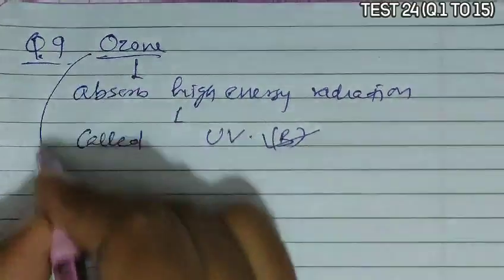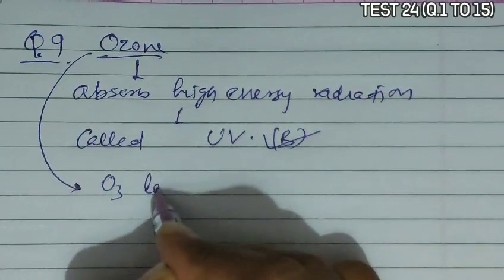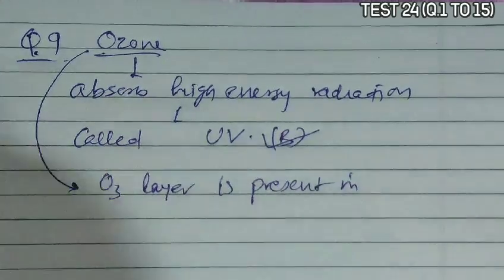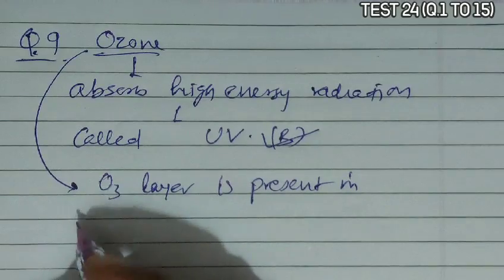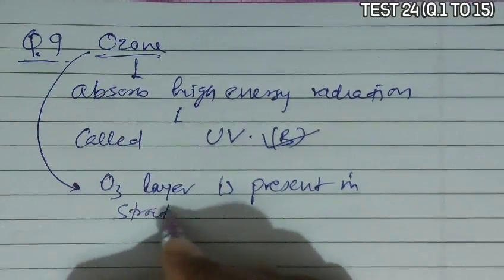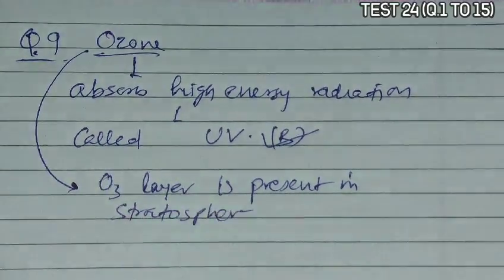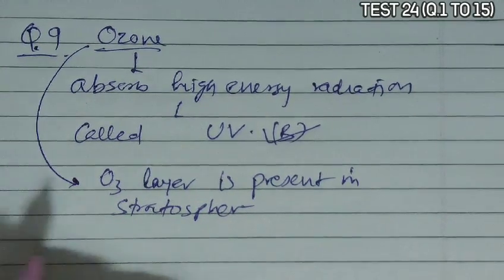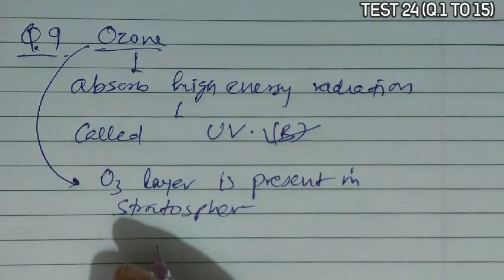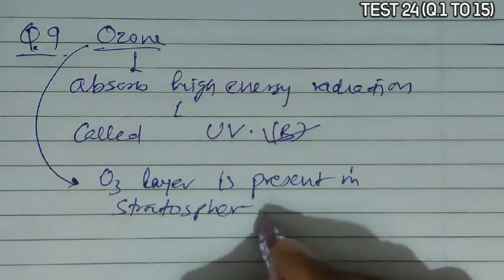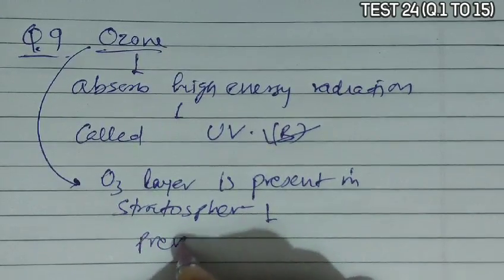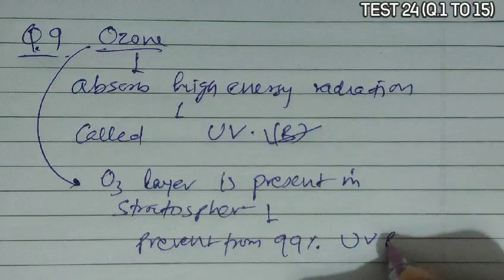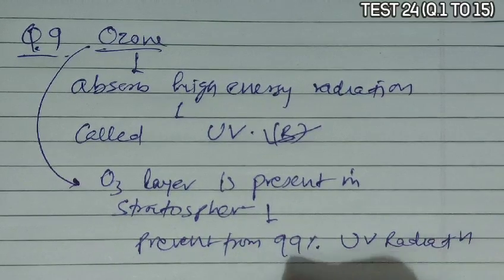Now this ozone, that is O3 layer, is present in stratosphere zone of earth. Stratosphere of earth, and it prevents the earth from 99% of the incoming UV radiation.